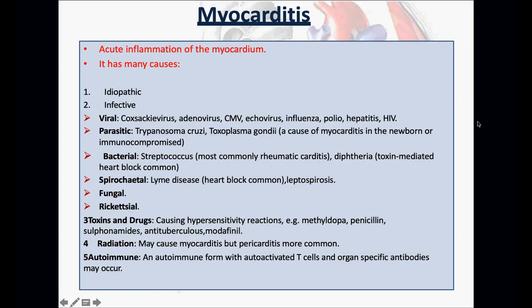Acute myocarditis is acute inflammation of the myocardium. It has many causes. It may be idiopathic or due to infective causes. Infective causes include viral, like Coxsackie virus, and recently the coronavirus has been discovered as one of the important causes of myocarditis. I see several cases of acute myocarditis related to COVID, and other viral infections may cause myocarditis, like CMV, echo, influenza, polio, hepatitis, and HIV.